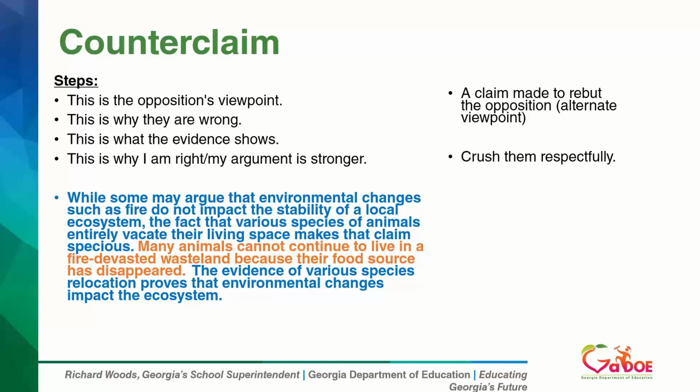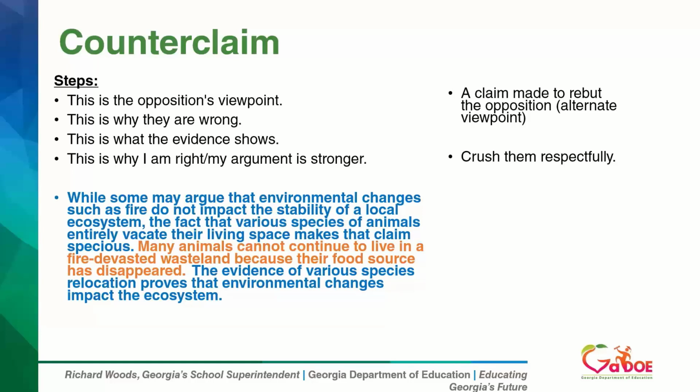So it's the fact that you know the opposition viewpoint, you prove why they're wrong, you come back to why you are right, respectfully. So while some may argue that environmental changes such as fire do not impact the stability of a local ecosystem, so that's the opposition's viewpoint, the fact that various species of animals entirely vacate their living space makes that claim specious. That's why they are wrong. Many animals cannot continue to live in a fire-devastated wasteland because their food source has disappeared.